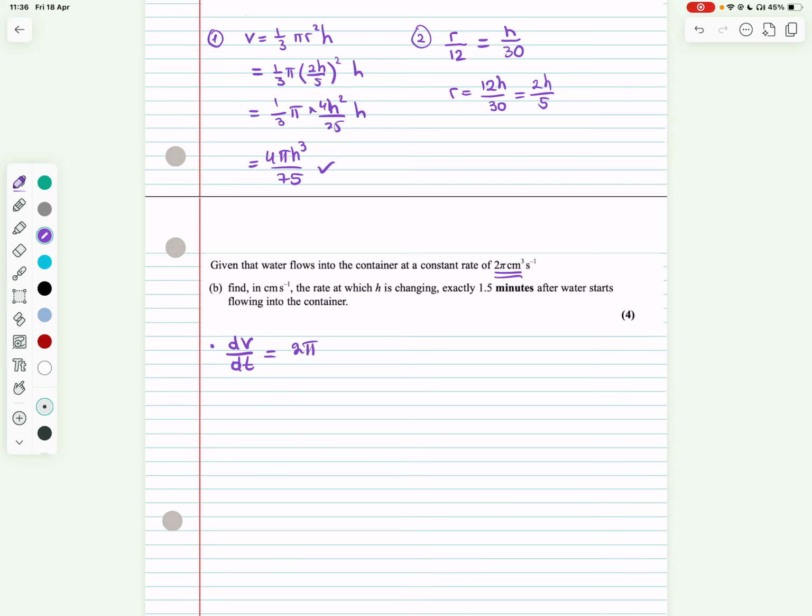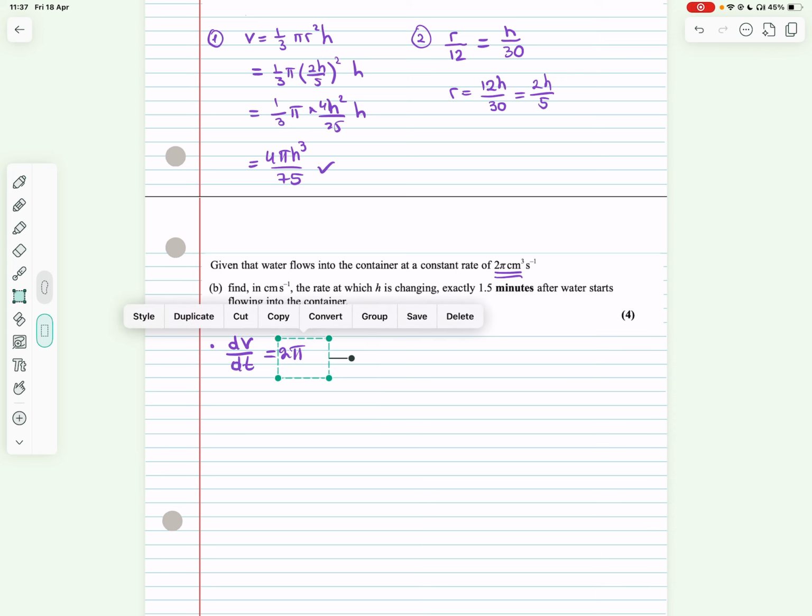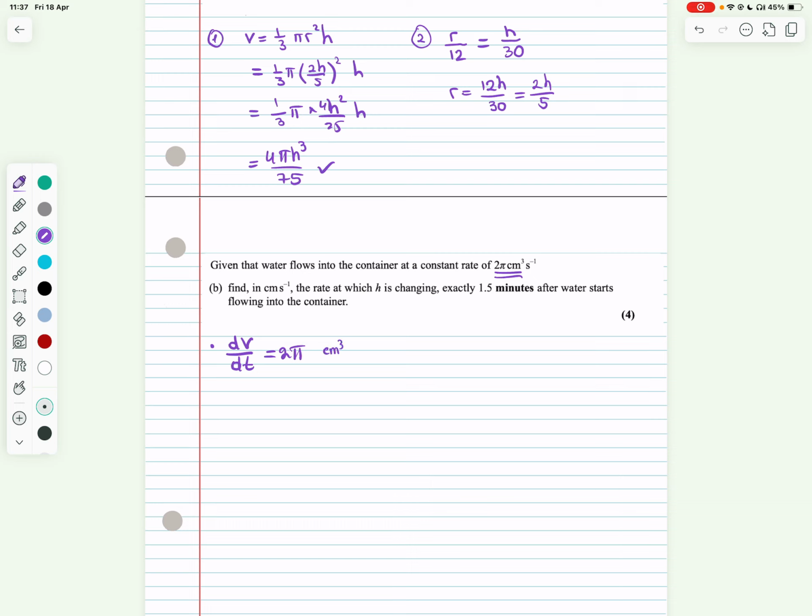Remember, there can be two types of change. There can be negative changes when there might be a leak in the container, but this time there's no leaking, water just flows into the container at this rate, and the amount of water in the container increases. So that's just a positive 2 pi, every second the amount of water in the container increases by that. Centimeter cubed per second, like second to the power of -1, or just a slash in between. Anyway.